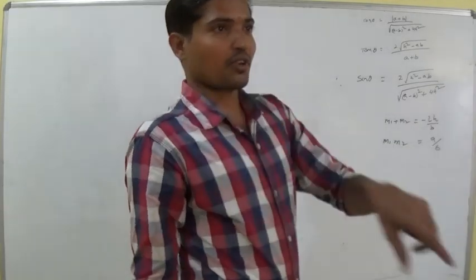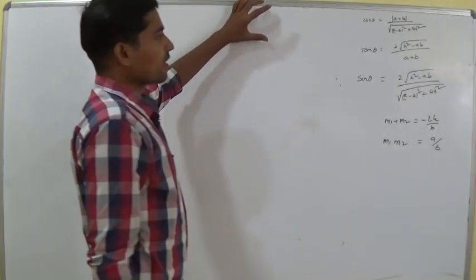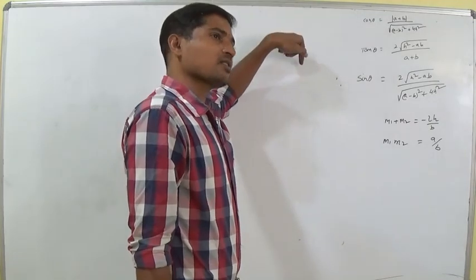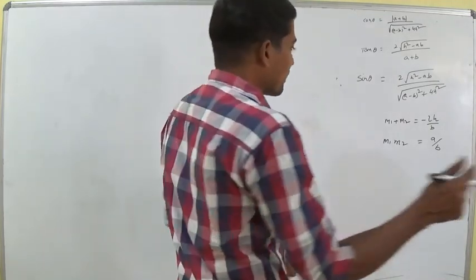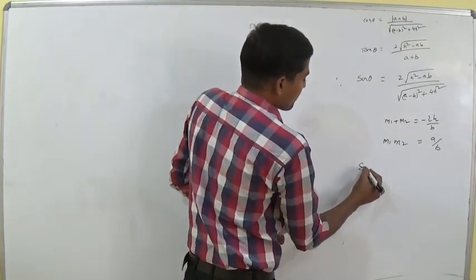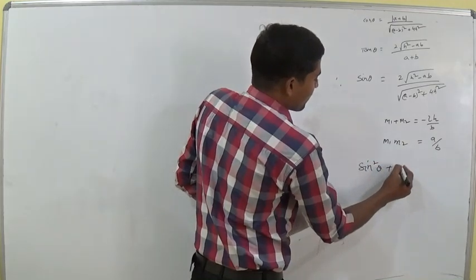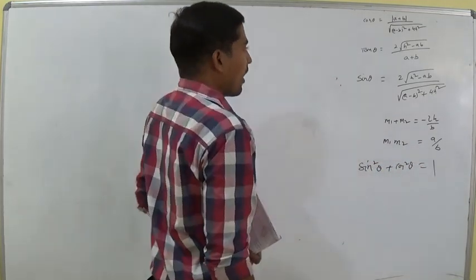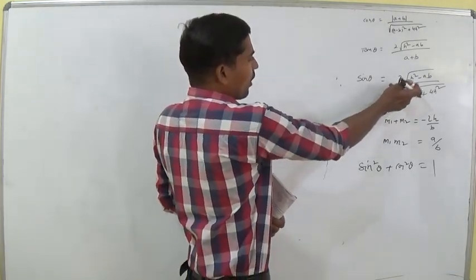Otherwise we can get it from cos square theta is equal to 1 minus sin square theta. Like that, sin square theta is equal to 1 minus cos square theta. See here, we have an identity: sin square theta plus cos square theta is equal to 1. I want to find the, I forgot the formula.